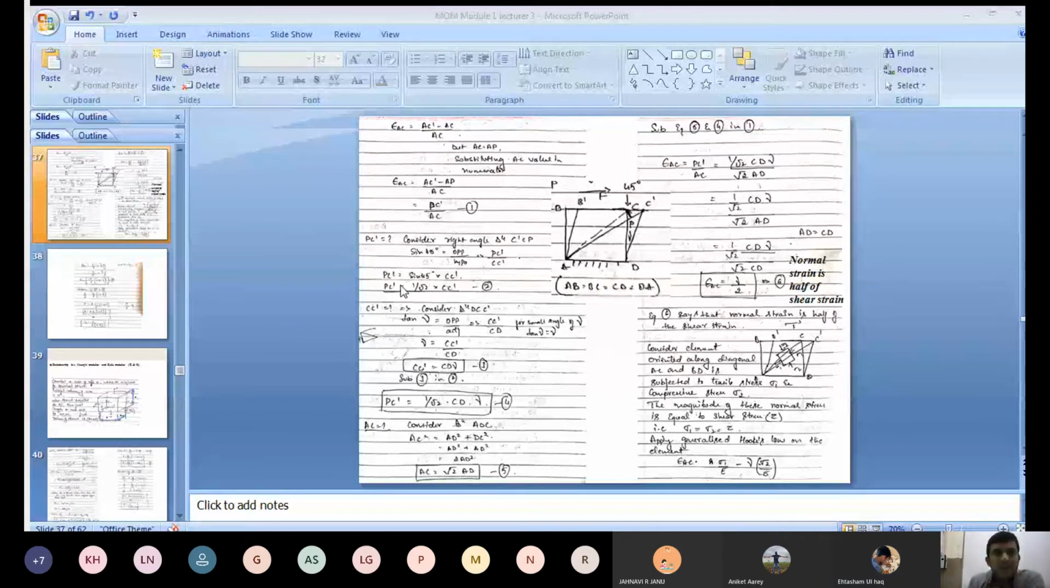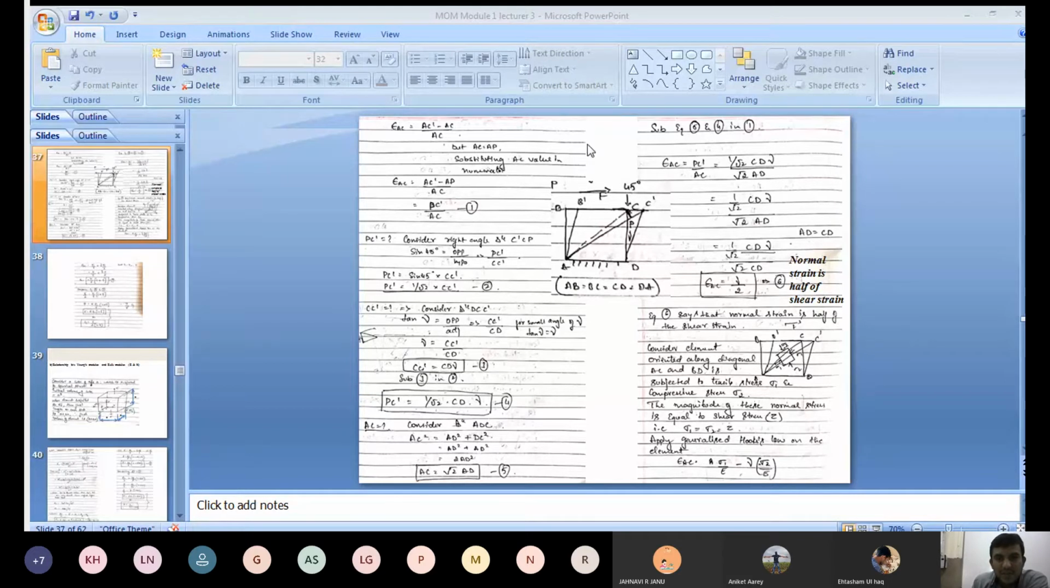Now what is the normal strain along the diagonal AC? The final dimension is AC' minus the initial dimension AC, whole divided by the initial dimension AC. Now here you can see that AC is equal to AP, right? Now substitute AC equal to AP in the numerator only. Now AC' minus AP divided by AC.